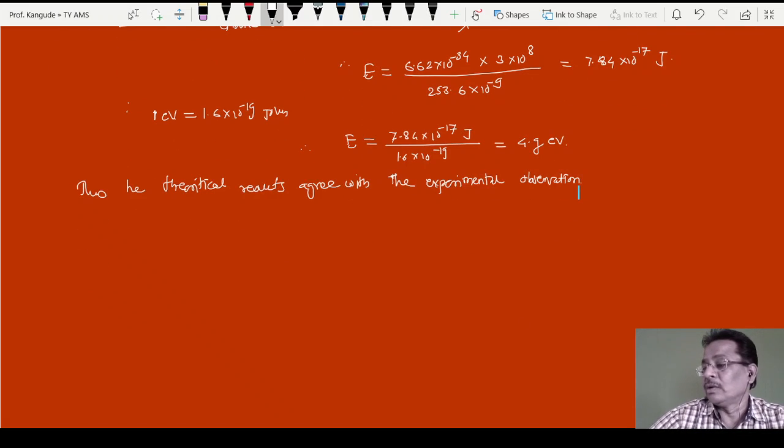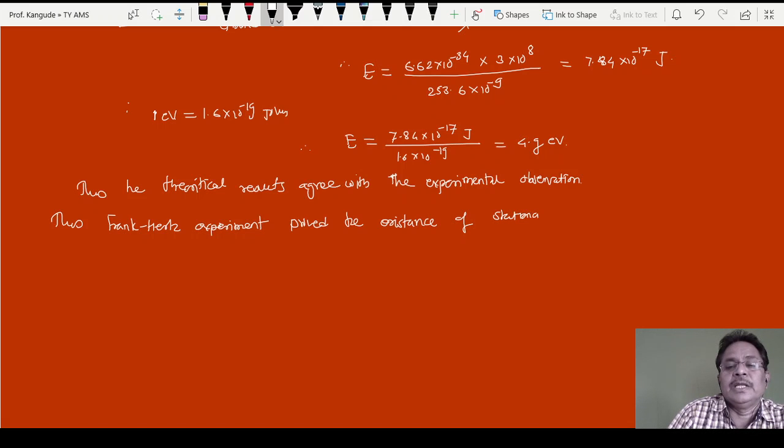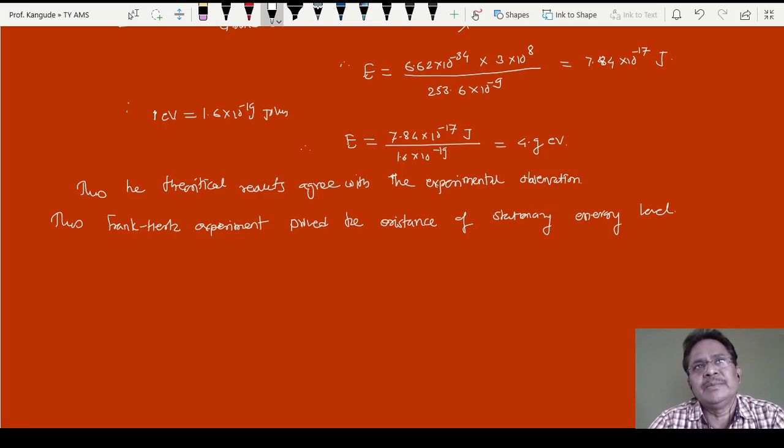If you want, you can write the last statement here: thus this Franck-Hertz experiment supported and proved the existence of stationary, discrete energy levels.